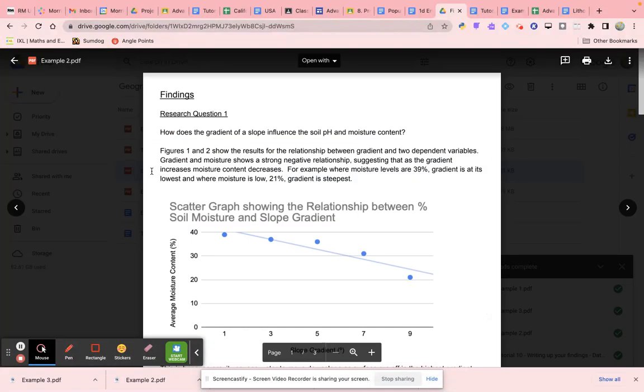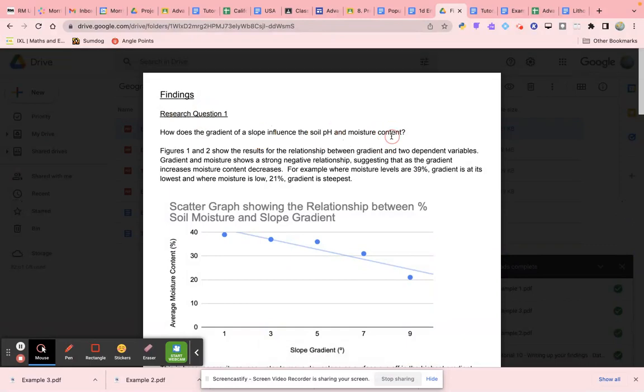If we have a look at this second example, we can see a different type of project. This time we're looking at a slope with soil and gradient and its soil moisture. Once again, research question 1 is clearly laid out. The research question is written about. The student starts with what figure 1 and 2 show.